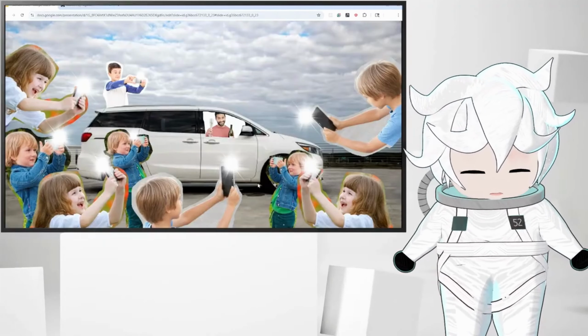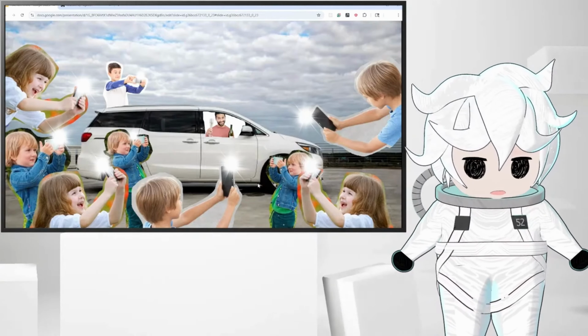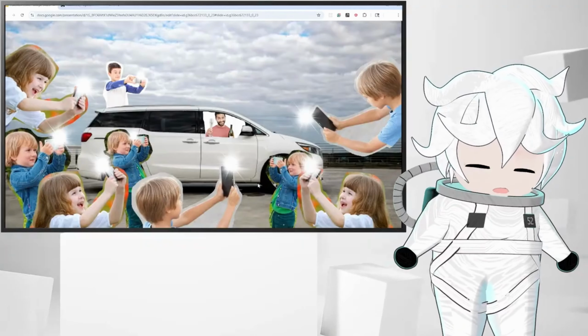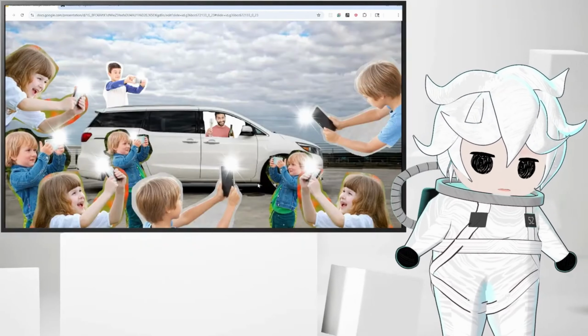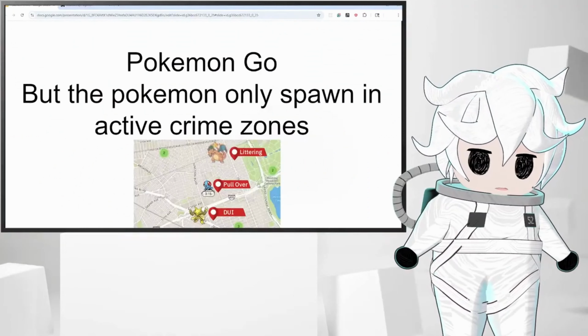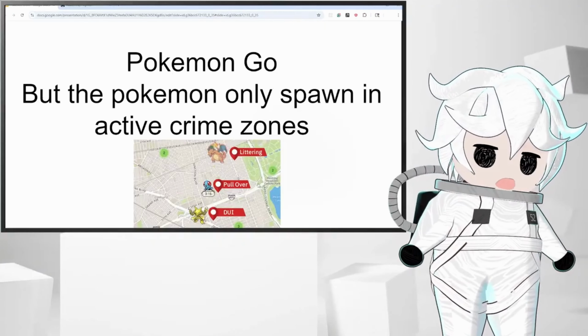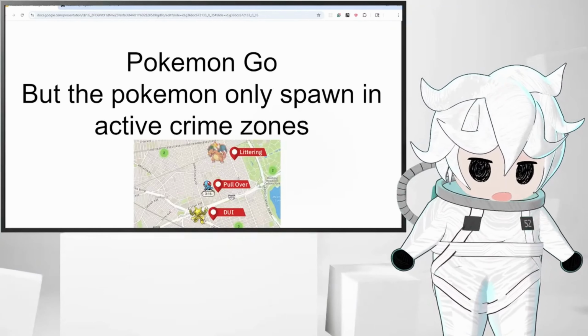So I know what you're thinking. How will these kids know to film you at this particular location? And also, why would they even want to come here to film you? Because there's a Snorlax on your car? Oh my god. Introducing Pokemon Go, but the Pokemon only spawn in active crime zones. It's the best invention ever.